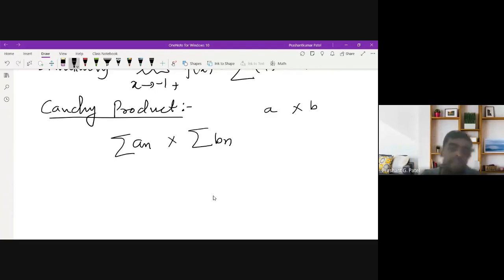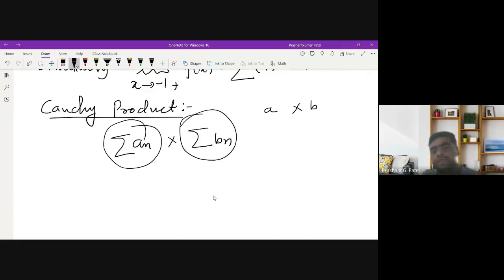If summation of an is convergent, summation of bn is convergent, and suppose that when you multiply these two series, a new series appears, let's say summation of cn, will it be convergent? That is the question. So in this we'll discuss under which situation this summation of cn is convergent and how to do the product of these two series, which is known as a Cauchy product.